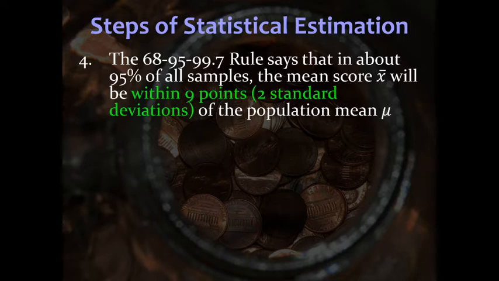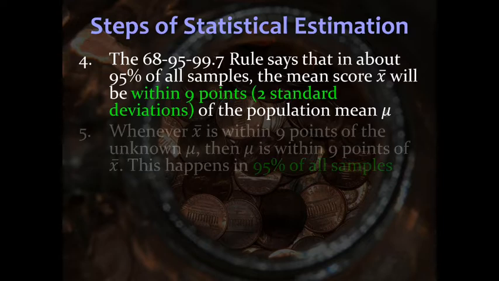Okay, now if you think about it this way, remember the mean population mu is the center of the distribution. 9 points is 2 standard deviations, and 95% of all values are within 2 standard deviations. So X bar from any single sample will be within 2 standard deviations of the mean 95% of the time. In 95% of samples will the X bar be within 2 standard deviations of the mean.